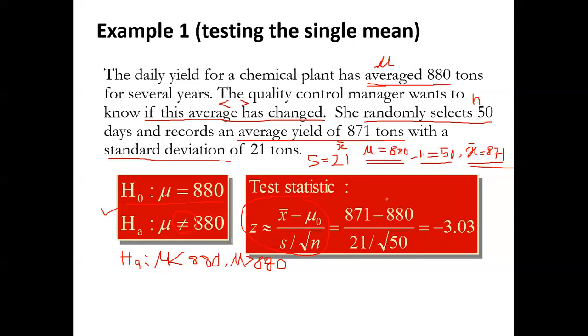But first of all, this is an important step also. You need to calculate the above value first. So that means you need to calculate the value of 871 minus 880. So this is the first step. You are going to get the value negative 9. And then the second step is you find the below value. When you calculate 21 divided by square root of 50, then you will get the value 2.96.